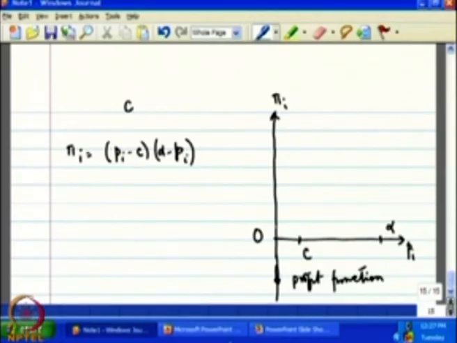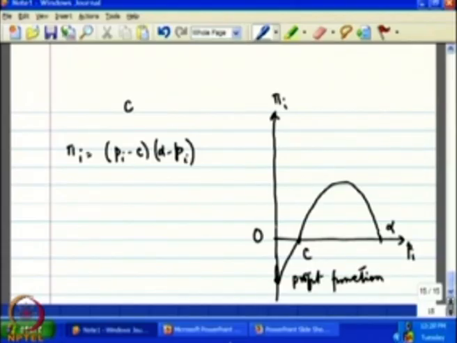And what about the shape of the curve? This curve is going to be a concave curve, concave to the Pi axis. I know that because if I take the second derivative of pi I with respect to Pi, I get a negative term which is minus 2. If the second derivative is a negative quantity, then the curve is a concave curve. So, the curve will be most likely having a shape like this.